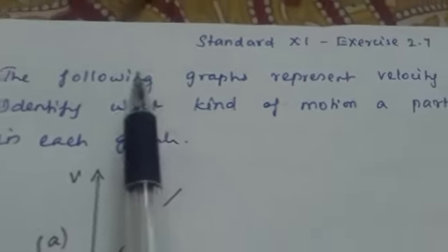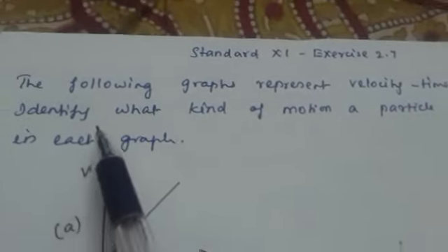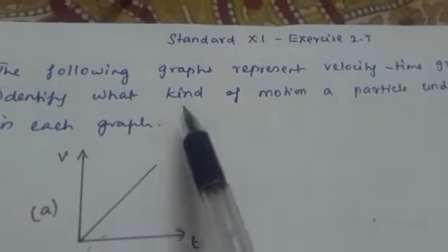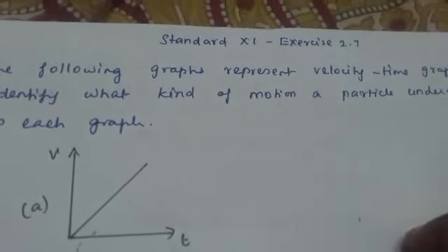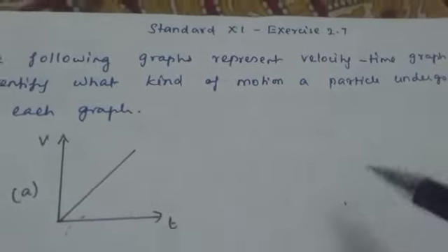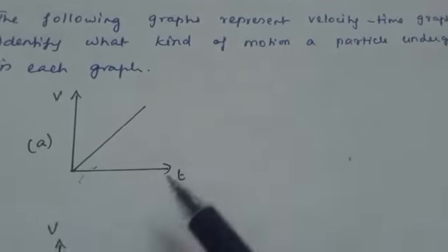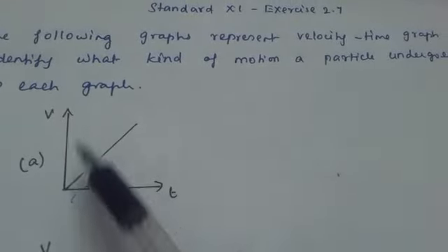Exercise 2.7. The following graph represents a velocity-time graph. Identify what kind of motion a particle undergoes in each graph. Now we have to interpret these graphs. Take the first graph. Here the x-axis is time, and the y-axis is velocity.